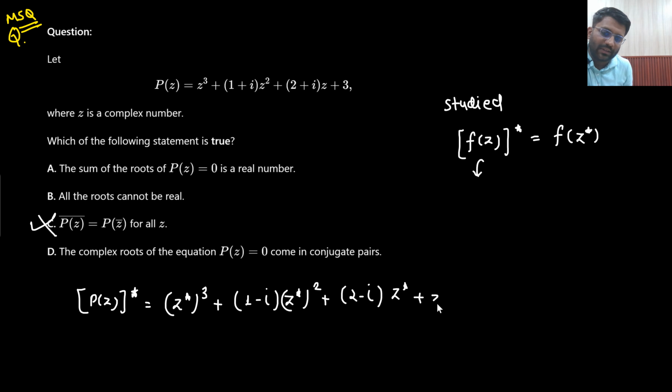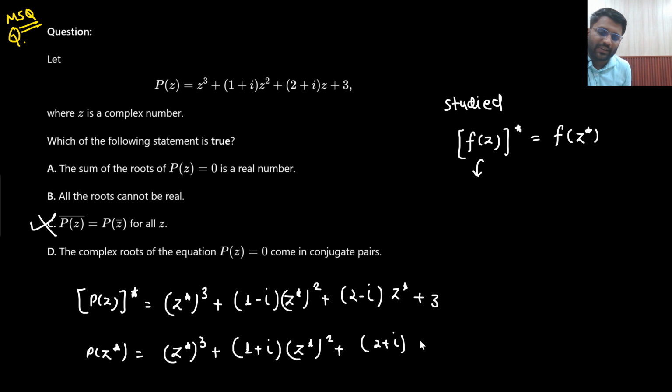Z conjugate plus 3. And what is the meaning of p of z conjugate? That means, sir, in place of z, you need to put z conjugate. 1 plus iota remains as it is. In place of z, I am supposed to put z conjugate. 2 plus iota remains as it is. In place of z, I am supposed to put z conjugate plus 3. So, are they same? Not same. They are not same. What does that mean? That means this option is wrong. Understandable?